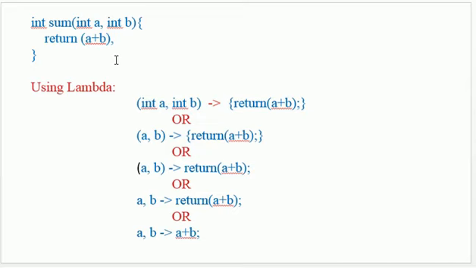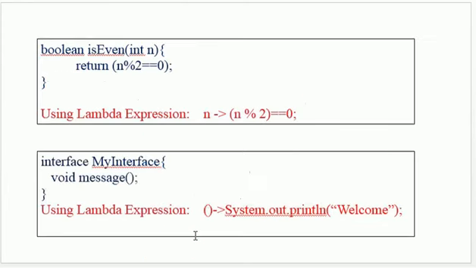So I can easily see how easy it is for me to write methods in the form of lambda expression. But I cannot convert every method into lambda expression. If I want to convert any method into lambda expression, that method should belong to a functional interface. Okay. So maybe you have understood how to write the lambda expressions. Let's do a few more examples.